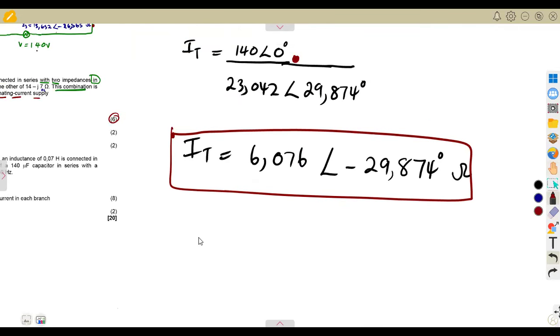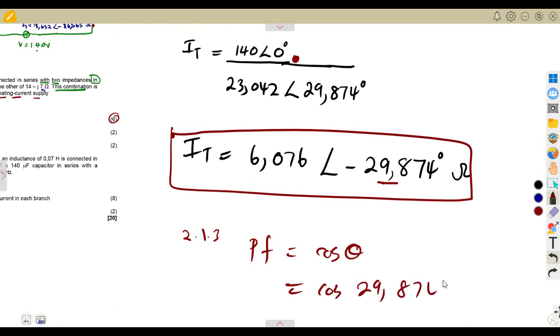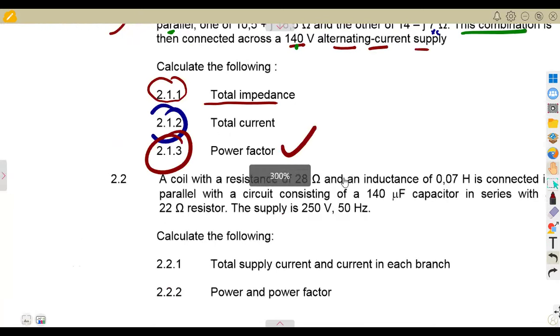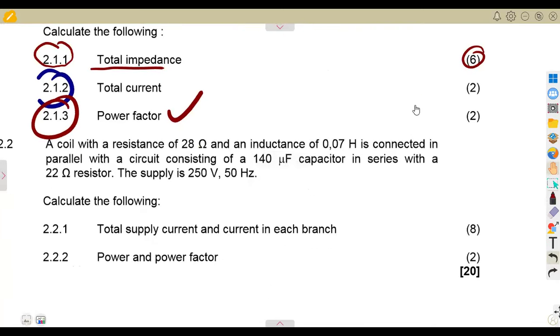So the power factor can be taken as a lagging power factor, knowing that power factor is equal to the cos of theta. That is the cosine of the angle theta, 29,874 degrees. That will be our power factor, 0,867. Having a current lagging to the voltage, that is a lagging power factor. So that was the question that we had. If you consider the first part of the question, this is 10 marks out of 20.